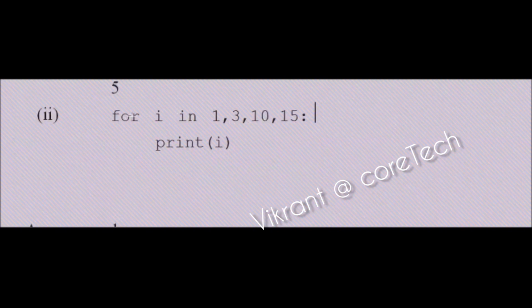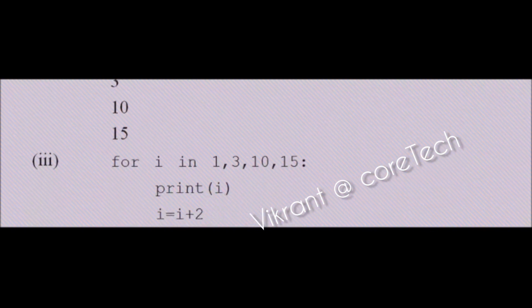The next question is, we have for, once again, numbers assigned are 1, 3, 10 and 15. So these numbers will get printed in separate lines. Let's check the output. Here it is. Now in this case, once again we have for, we have 1 and 3 and 10 and 15, which means random numbers are given as an output.